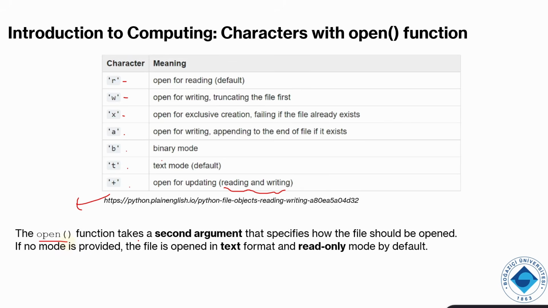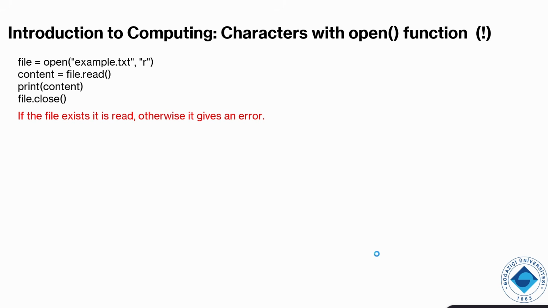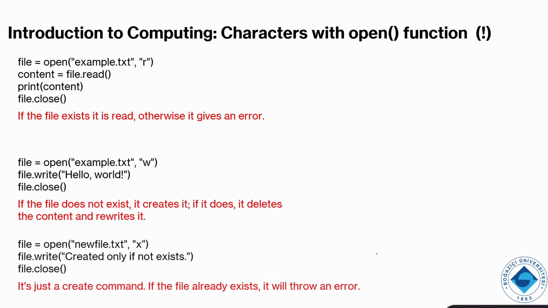The open function takes a second argument that specifies how the file should be opened, right? We are going to use these modes after the open function as arguments. If no mode is provided, the file is opened in text format and read-only mode by default. Okay, let's see all of them by using examples. We are starting with R mode here.